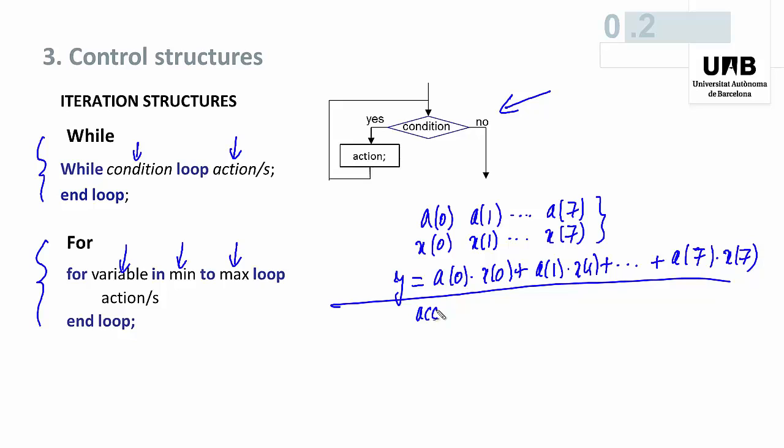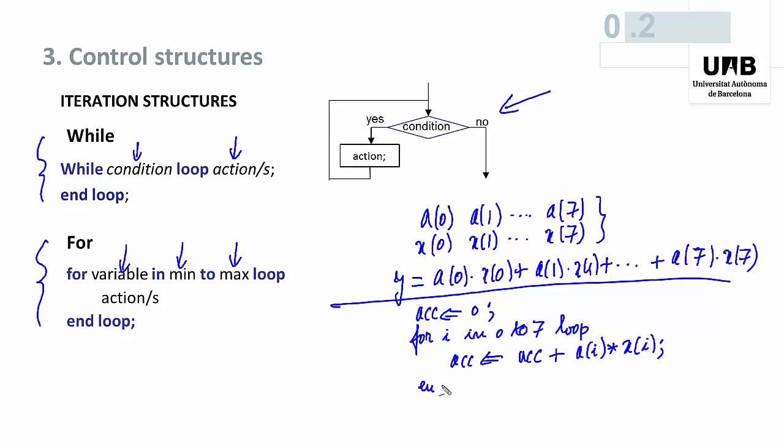An accumulator variable ac initially equal to 0, and then a loop for i in range 0 to 7, loop: ac replaced by the previous value of ac plus the product ai times xi, and that's all, end loop. So this small algorithm computes this expression.